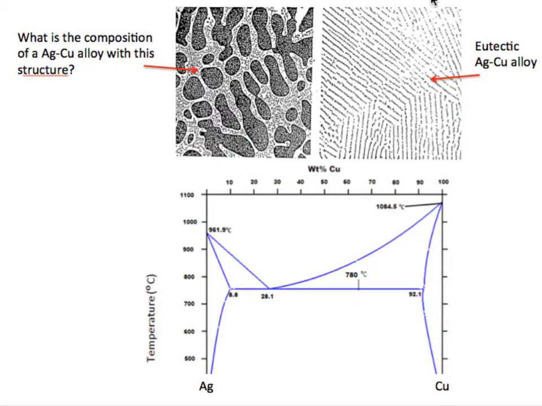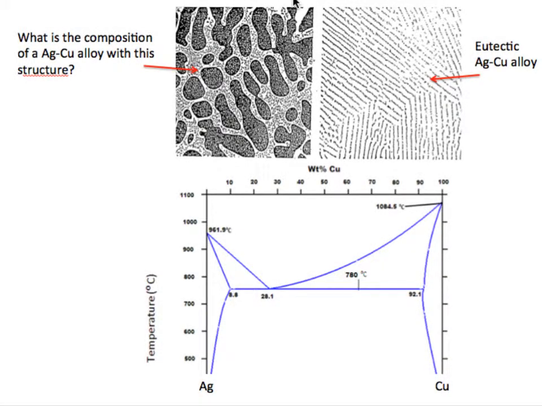We can start looking at the structure, and based on how we can interpret that structure and what system we are working with, we can actually calculate, or anyway estimate, the composition of that alloy. We will try to do that now in the copper-silver system. Here we have a problem.